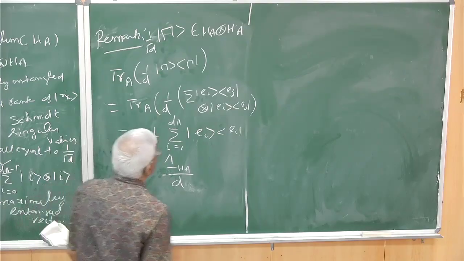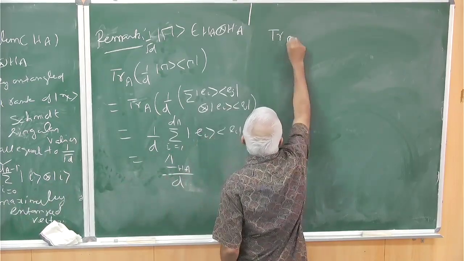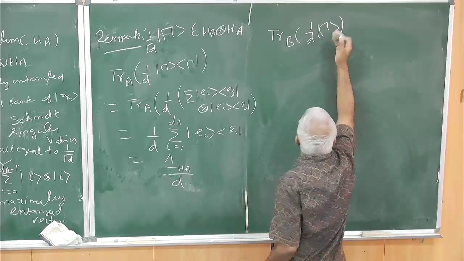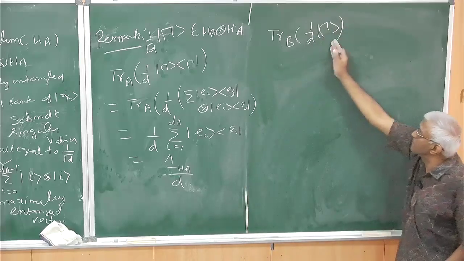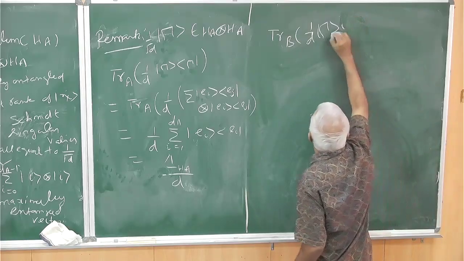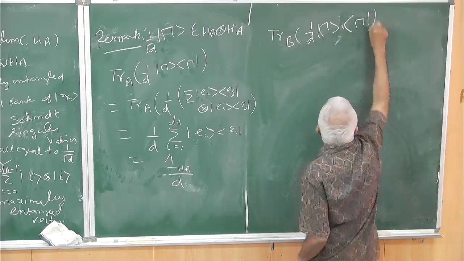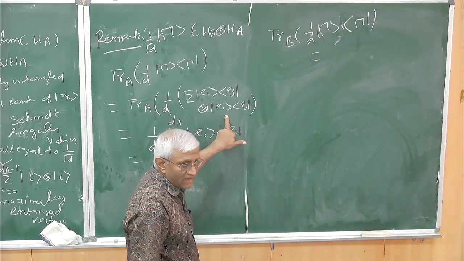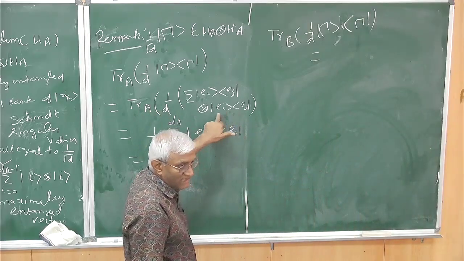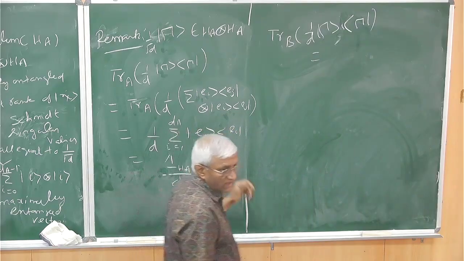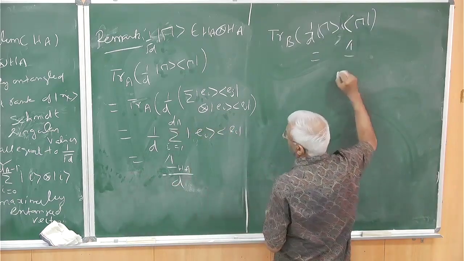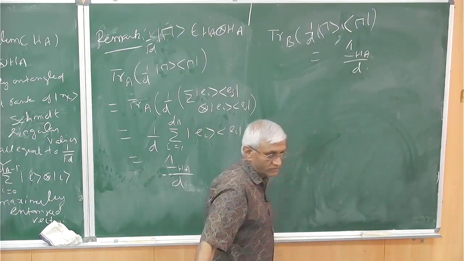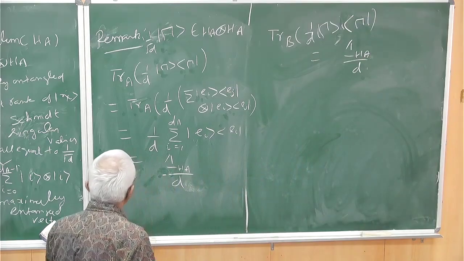Similarly, trace over B of the same 1 by d gamma. Gamma is also again, if you take it, you have to take the trace here, of the second component, and it will give the same. That is also 1 of H_A times 1 by d.